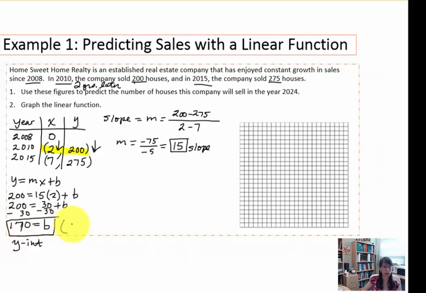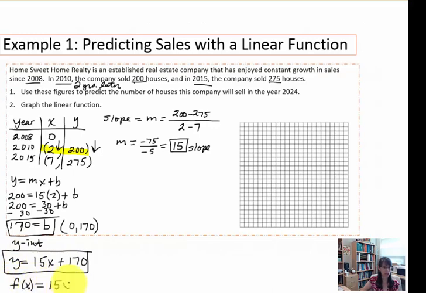As an ordered pair, that would be (0, 170). So that's how we want to think of our y-intercept as an ordered pair. So now we could write the equation as y equals 15x plus 170. Now that we have the linear equation, we could write this in function notation. Y, remember, is the same as f of x. So f of x equals 15x plus 170 is the format we want to use.